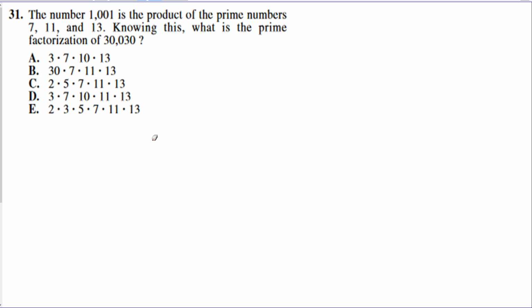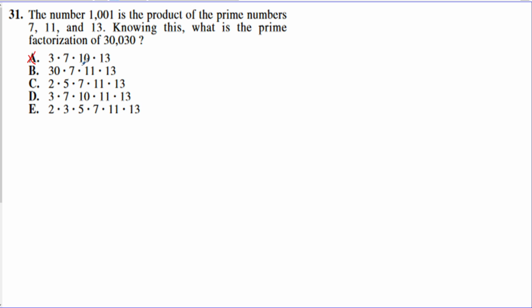Okay, so the first problem here says that the number 1001 is the product of the prime numbers 7, 11, and 13. Knowing this, what is the prime factorization of 30,030? What prime factorization means is let's break down all of the numbers into the smallest prime factors that we can, right? So we can actually look at this list and immediately get rid of 2 of them, right?